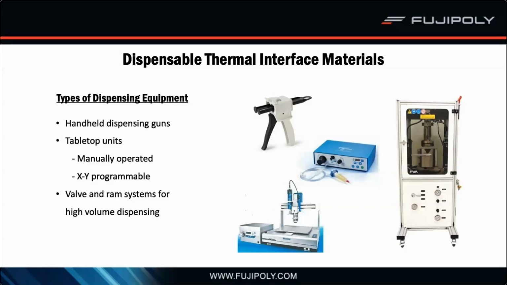But once you get into production runs in the lower to mid range of volume, then you may want to consider tabletop units, since these will be able to provide a bit more control and automation to the process. And then of course, once you hit those higher volumes, you have these valve and ram systems, which will be essentially fully automated processes.